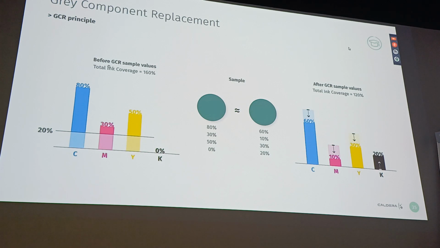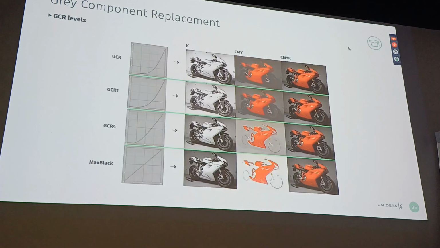And as you can see, if I compare the total ink coverage before GCR, we were at 160% ink coverage. Now we are at 120. So we just saved 40% of ink just by using a GCR. So that's the principle of GCR: replacing gray components made by cyan, magenta, yellow by black only. And depending on the value of GCR, you will use more or less black.